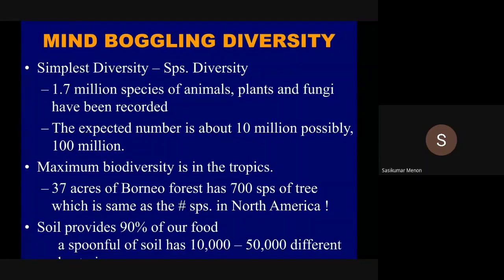And then you pick up any spoonful of soil from where we get our food, and you will find about 10,000 to 50,000 species of bacteria, depending on where you have picked up the soil. That's a mind-boggling diversity.